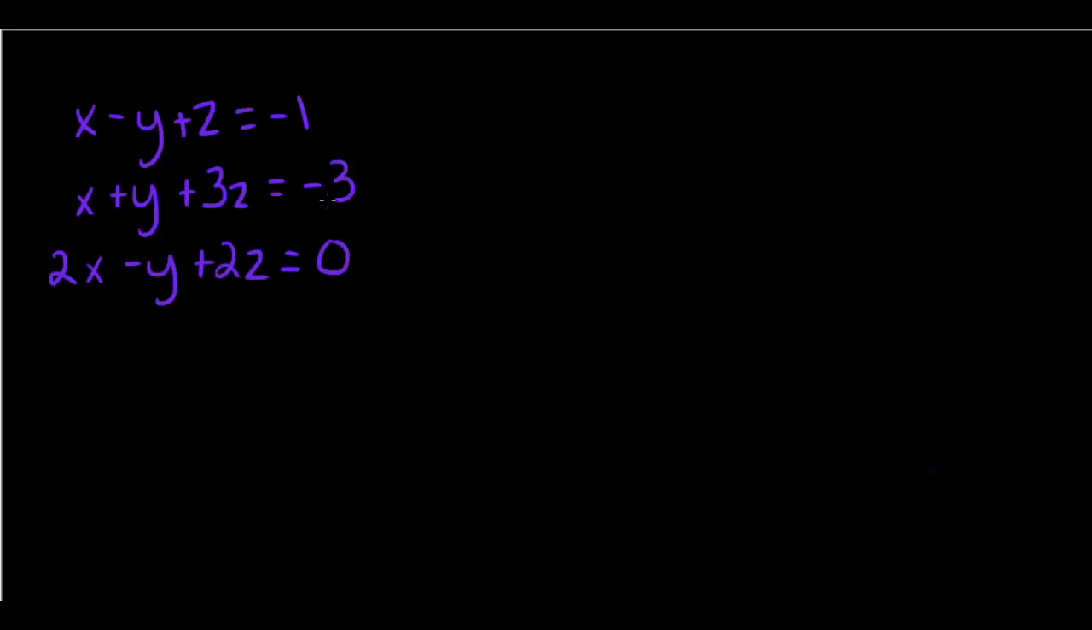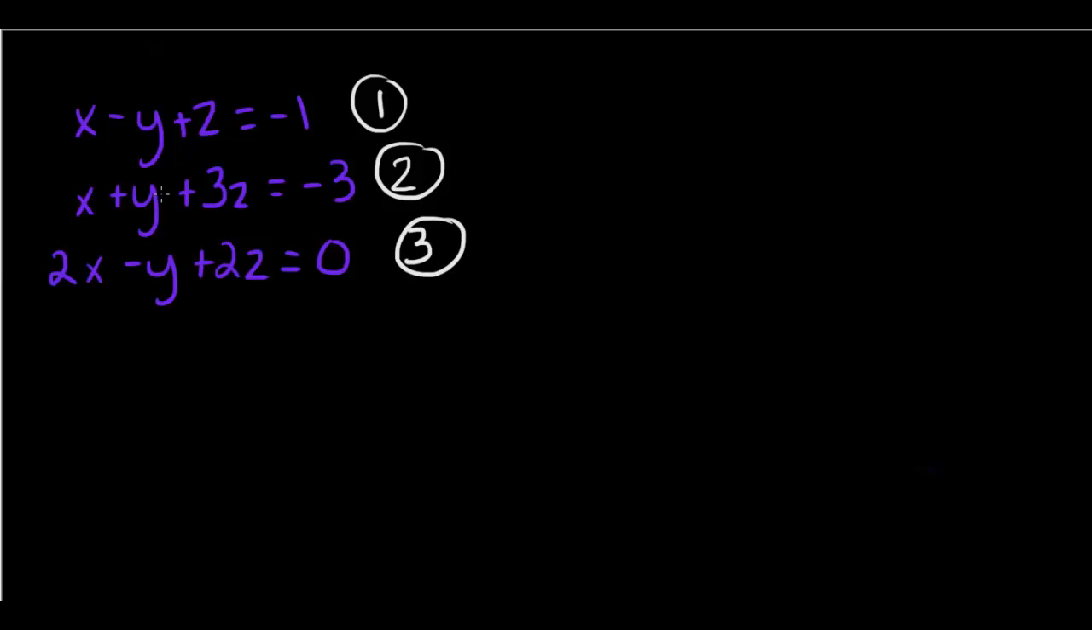equals 0. So to solve a system with three variables means that we're going to find the values for x, y, and z that make all three equations true. Now a good practice is to number the equations. So I'm going to number these ones. This one is equation number 1, this one is equation number 2, and this one is equation number 3.